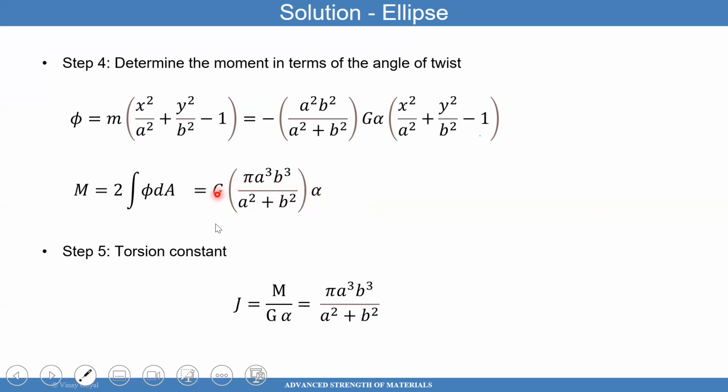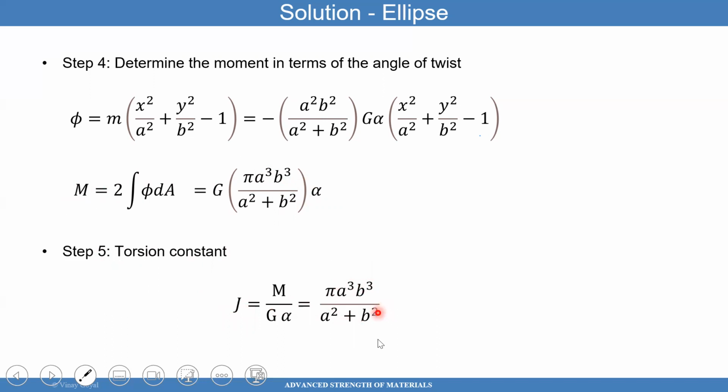Do I know the shear modulus? Do I know the geometric properties of the cross-section? I do know them. So I know this very well. I know how M is related to alpha. I can then calculate a torsional constant. And when you do that, you get J equals this.